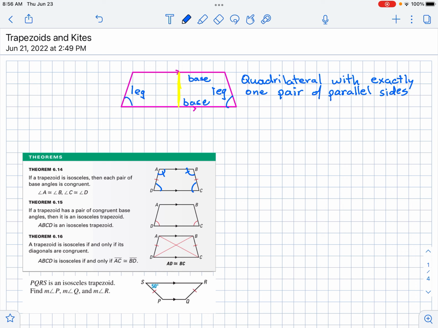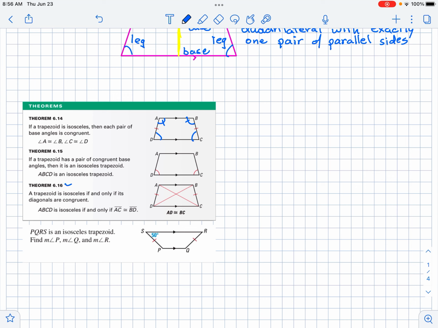Now, if you look at this second theorem here, it says if a trapezoid has a pair of congruent base angles, then it is an isosceles trapezoid. So they're giving you a condition that's sufficient. If you can show that one pair of base angles are congruent, then you know you've got an isosceles trapezoid. Now let's look at the next one. A trapezoid is isosceles if and only if its diagonals are congruent. So this diagonal here is the same length as this diagonal here, and when that happens, you know you've got yourself an isosceles trapezoid.